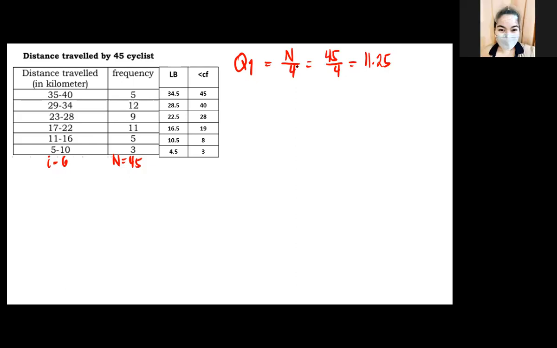So 11.25. Saan siya included? Sa CF na. Dito tayo titingin. Saan siya included dyan? Sa may 19 po. Kasi si 19, ang ibig sabihin yan, yung 9th term up to the 19th term included sa kanya. So, ibig sabihin sa 11.25 nandito.